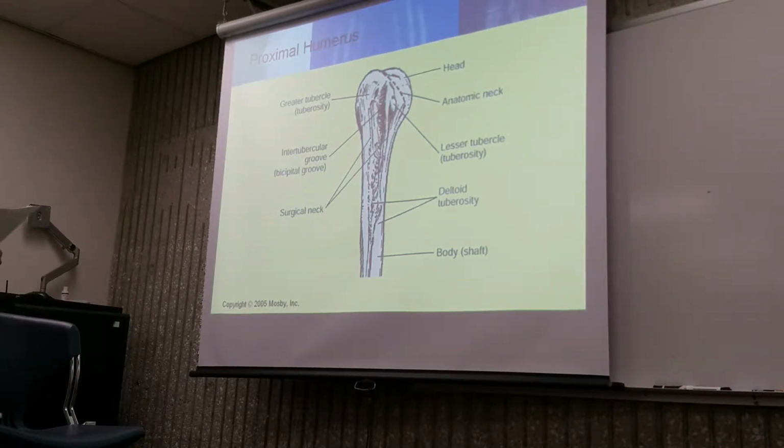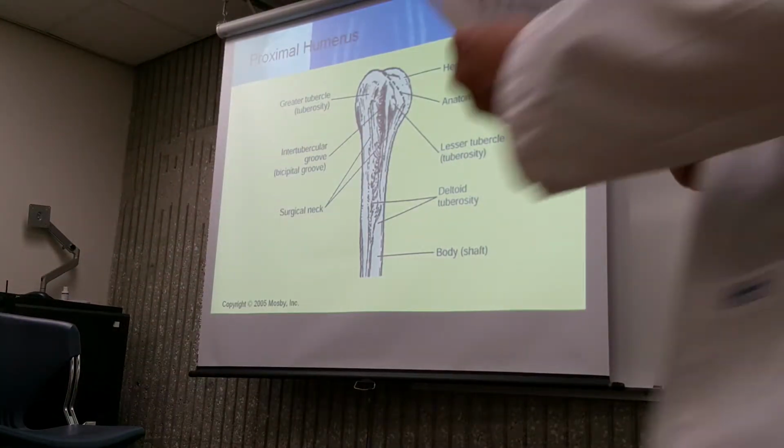All right, and then we have also the deltoid tuberosity. So what do you think attaches there? Deltoid for your shoulder.